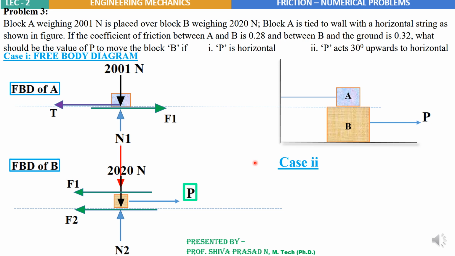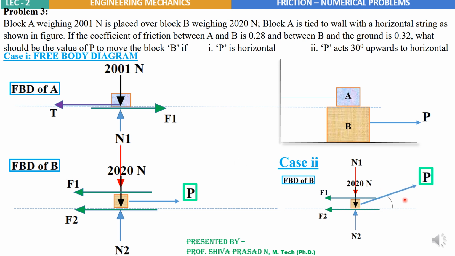Let's look at case 2, that is when P acts at 30 degrees upwards to the horizontal. What we have to do? They are asking only P should be inclined, only one force. The rest of the forces can remain the same. So I will not choose the x-axis along the 30 degree plane, as we did for the inclined plane before. But here my convenience would be to assume the true horizontal x-axis and true vertical y-axis, and only force P will be inclined at 30 degrees.